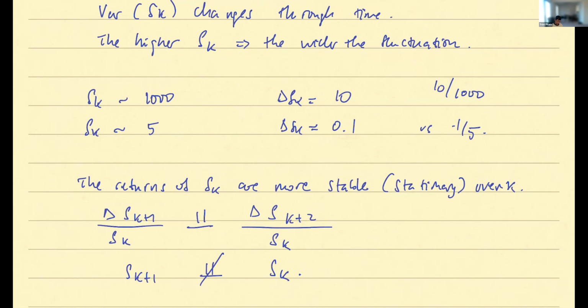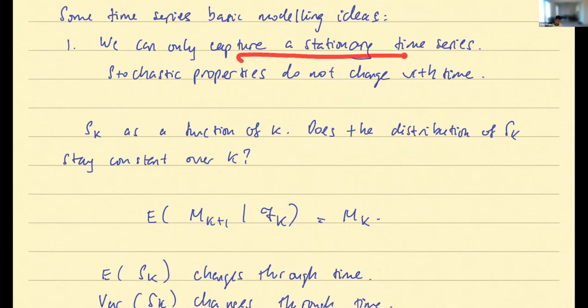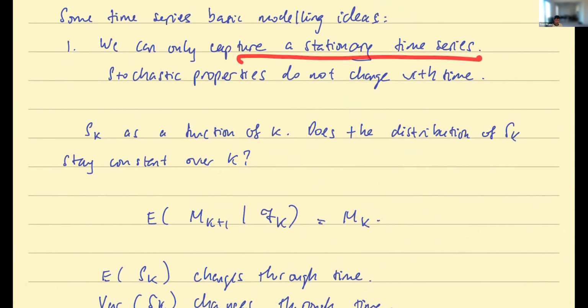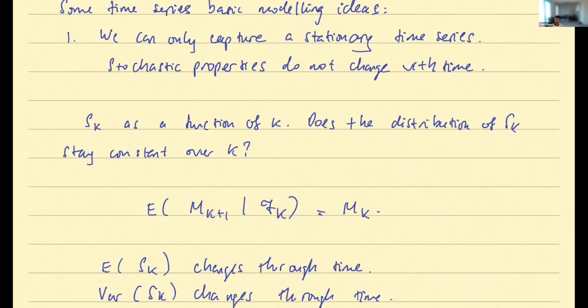So, sorry, I should do S_{k+1}. This kind of analysis, this kind of thinking, shows you that, because you want to capture stationary time series, time series techniques will try to manipulate the time series until you achieve a stationary object. So you may take a difference of time series to get down to a stationary level. So stock price itself, from this analysis, is not a stable object to model.